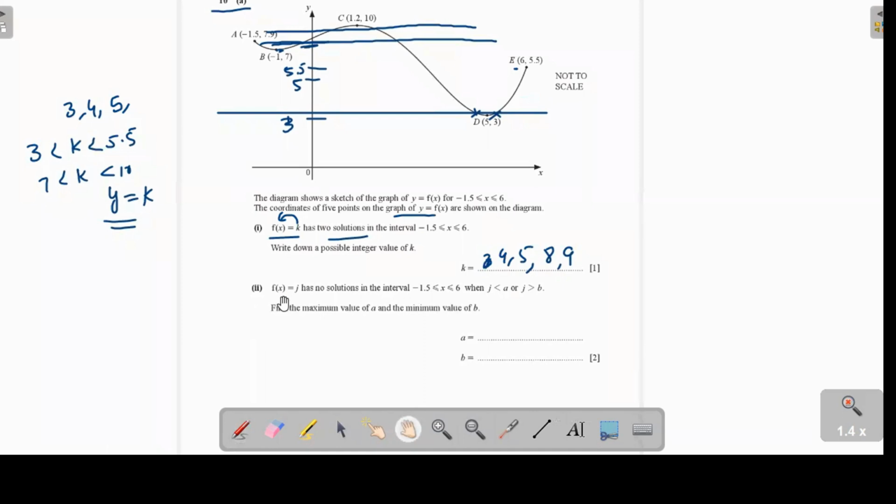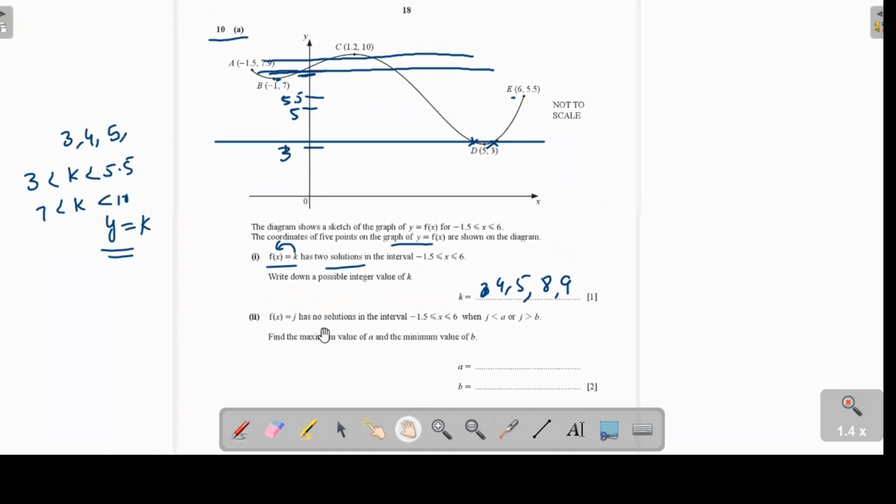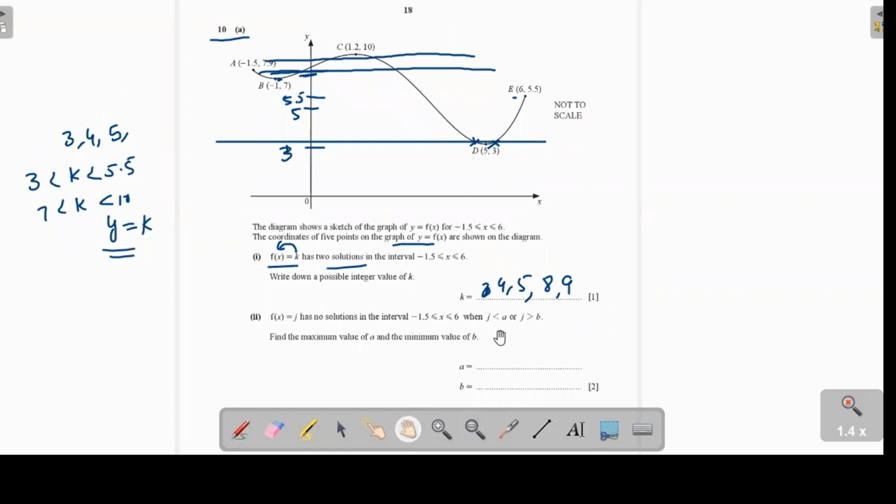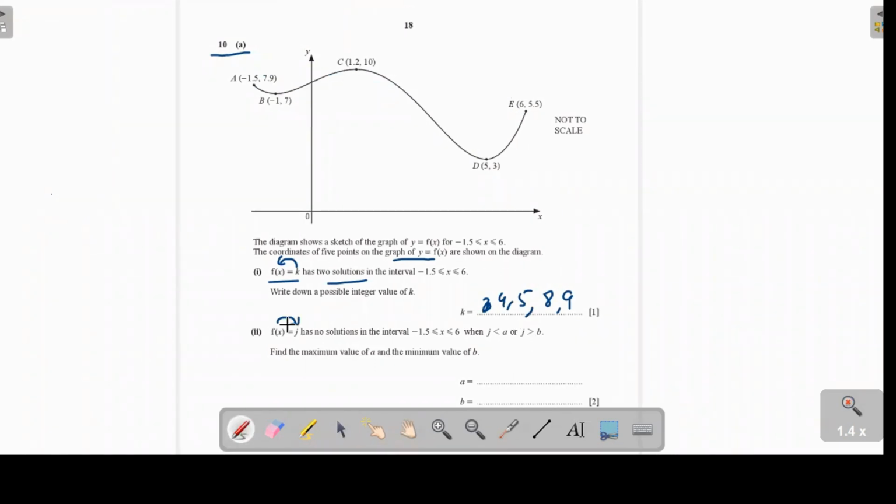Now next we see that f of x equal to j has no solution in the interval x greater than minus 1.5 and less than 1.6. Now j is less than a and greater than b. Now you see here f of x equal to j means y equal to j. The graph of f of x equal to j having no solution means the line will not pass through this graph.